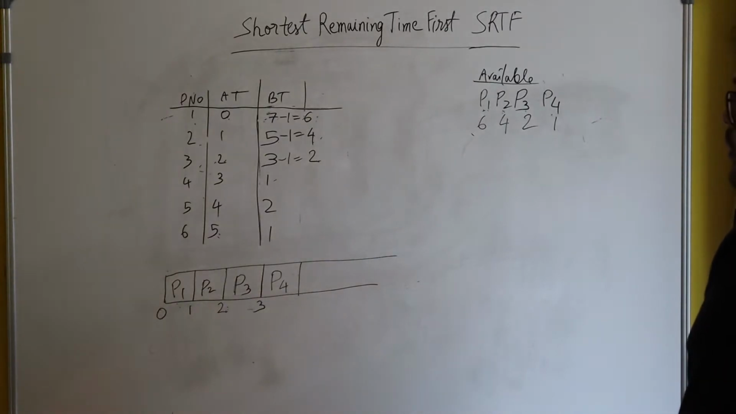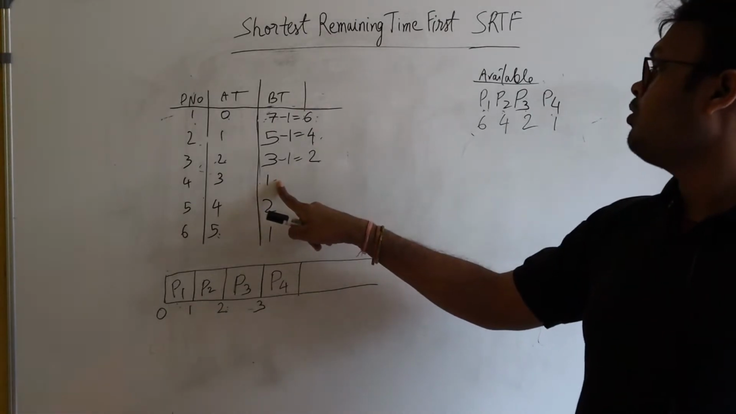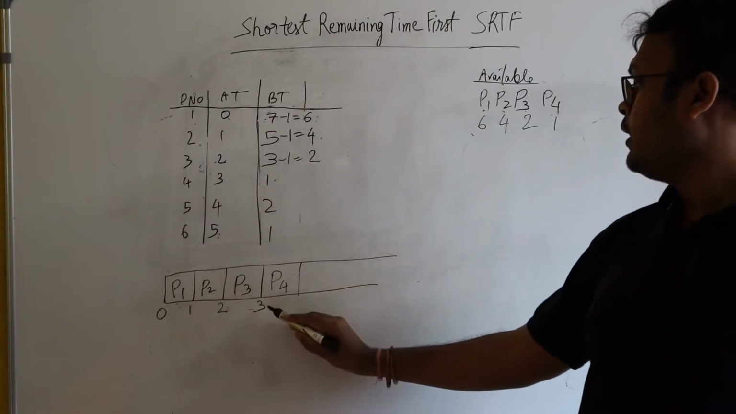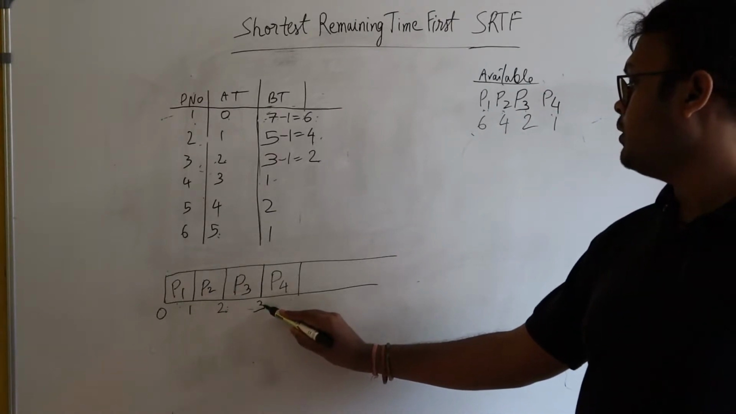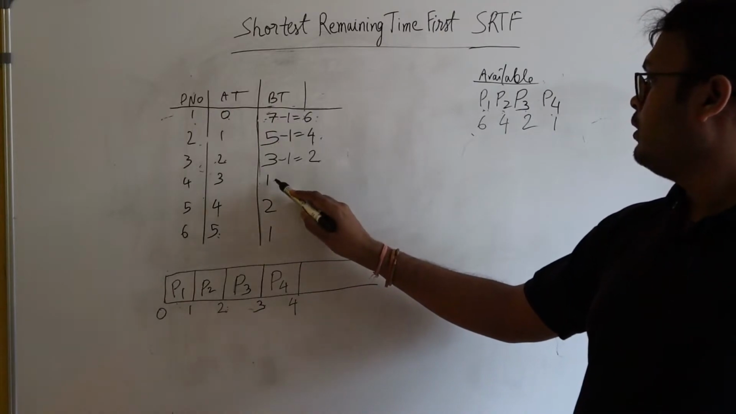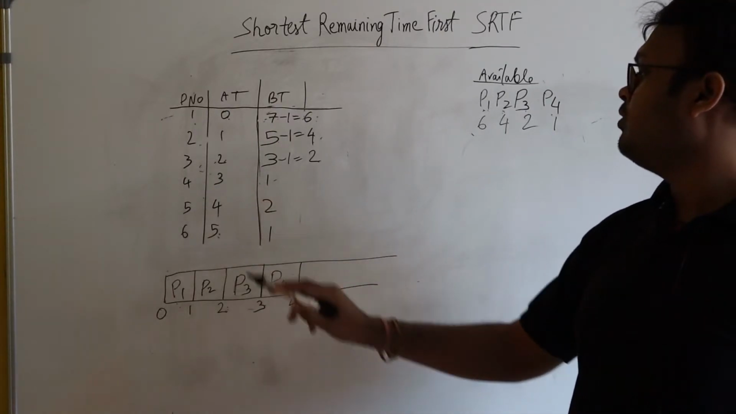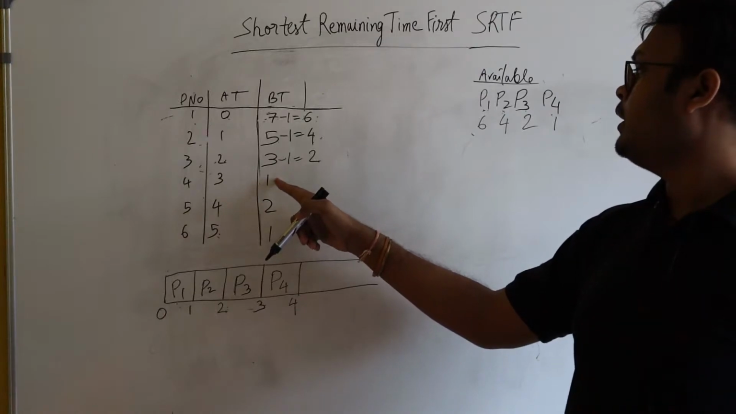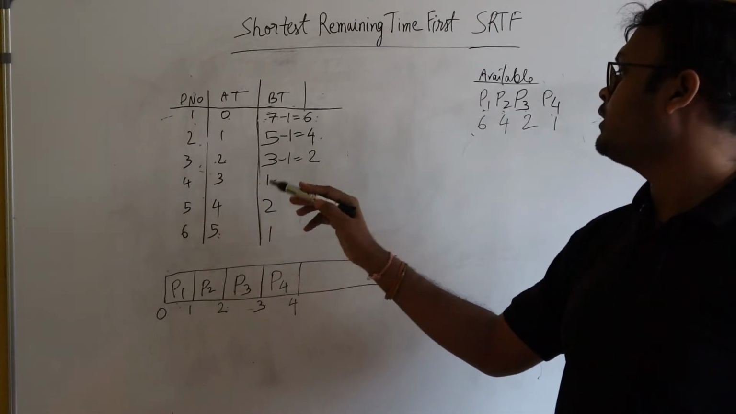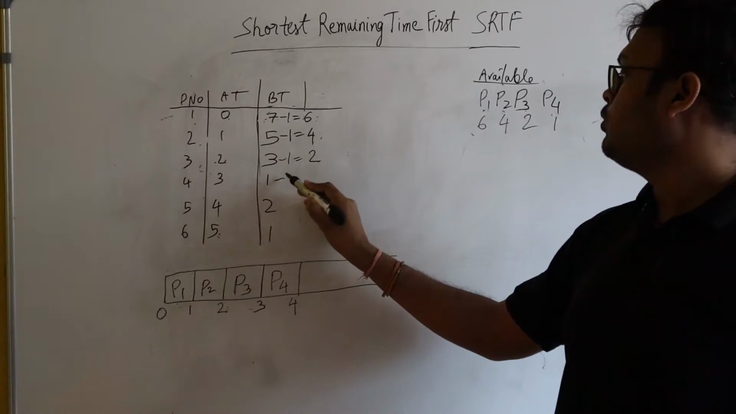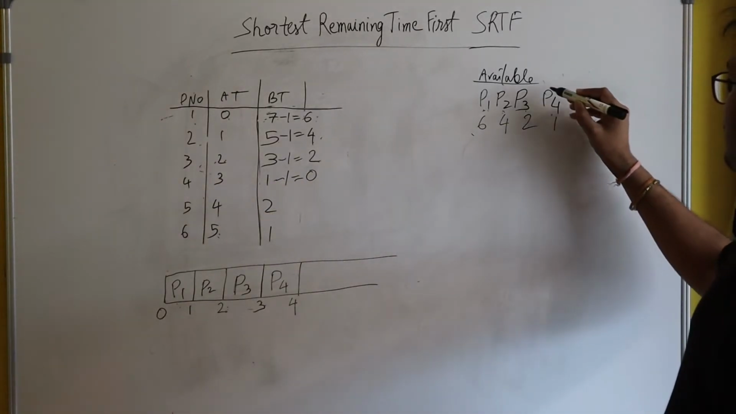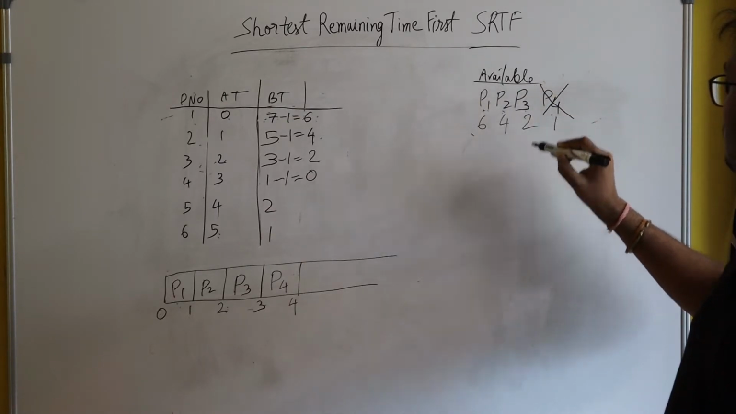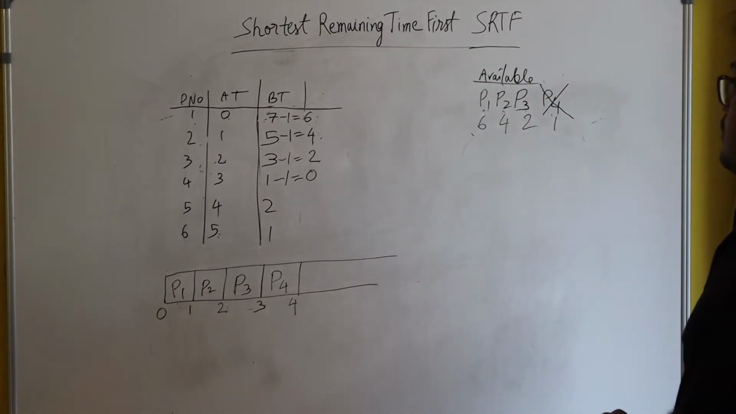Okay. So now, since the burst time of P4 is only 1 second, and after executing for 1 second from 3 to 4, it means the job of P4 is done. It had only 1 second as burst time, so it executed for 1 second. So 1 minus 1 is 0. The job of P4 is done, so now P4 is not available. P4 has completed its task.